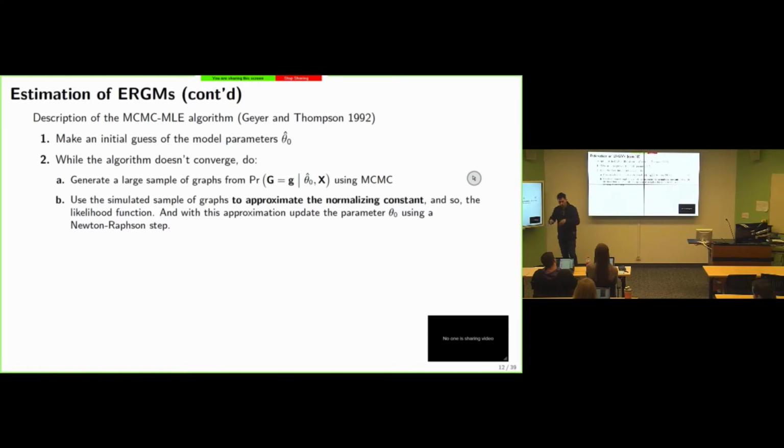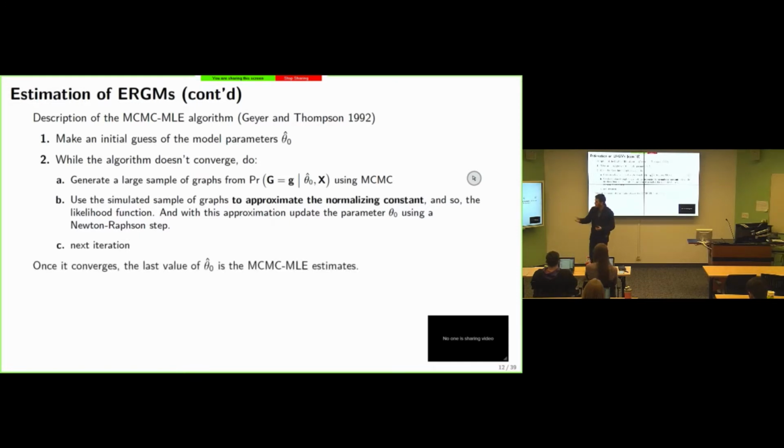So in other words, we have a theta, we simulate a bunch of networks. Once we have that, we approximate the likelihood function, and with that we can update the parameter theta. And so updating that, we can start over again until we reach convergence. Okay? Once it converges, the last values of the theta hat is actually your MCMC MLE estimates. That's what's going on under the hood in very broad terms.